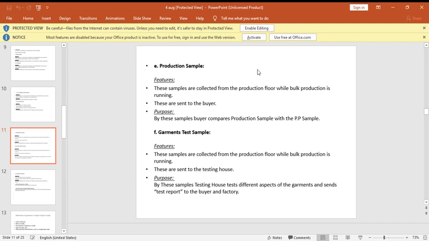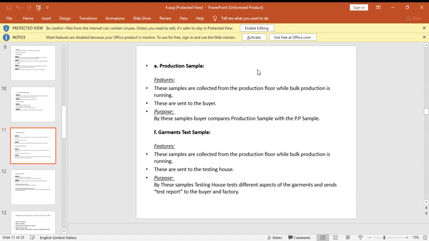And coming to the fifth one, that is production sample. The features are that the samples are collected from the production floor while bulk production is running. These are sent to the buyer, and the purpose of this production sample is that the buyer compares the production sample with the pre-production sample.